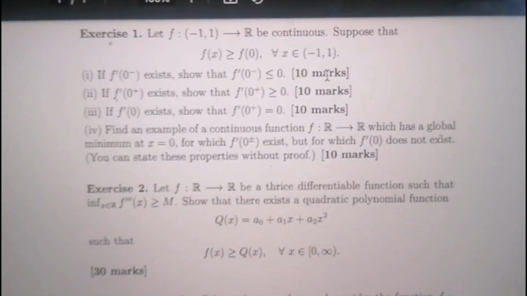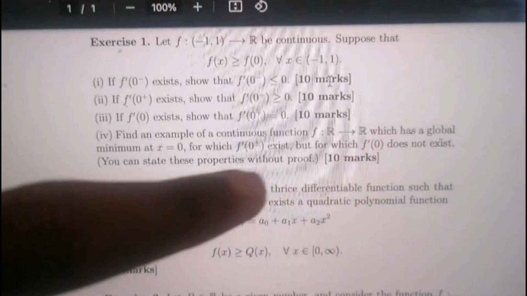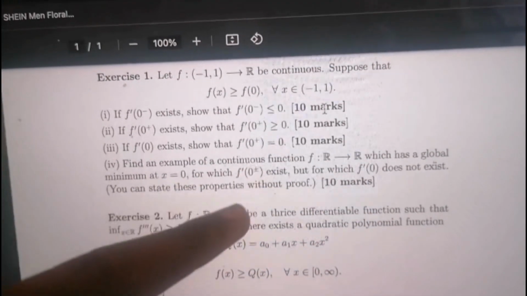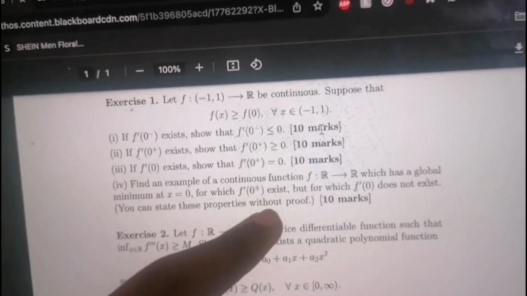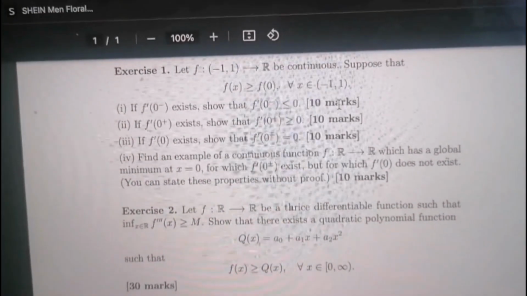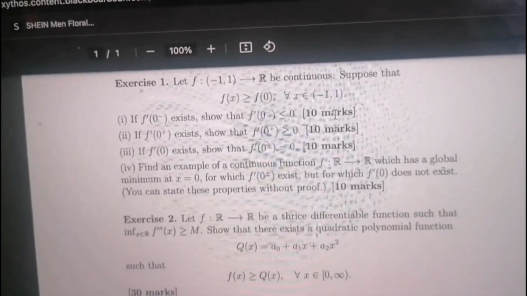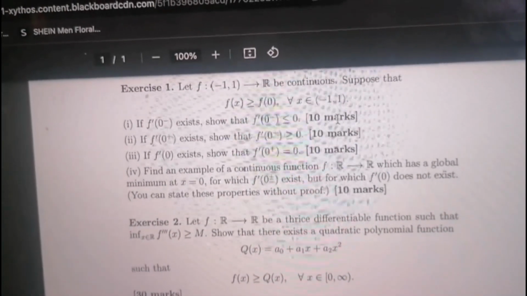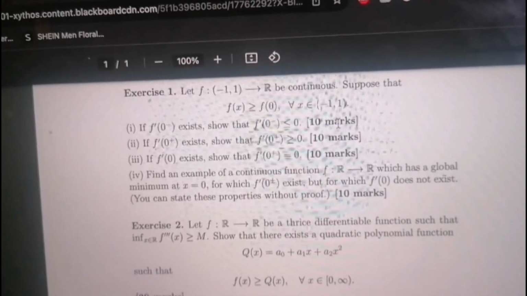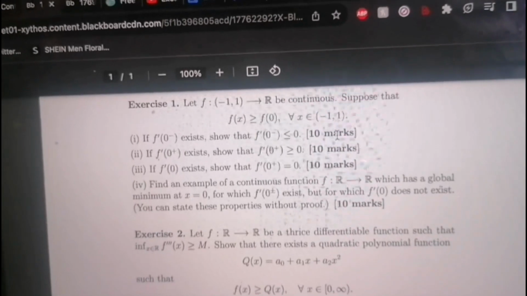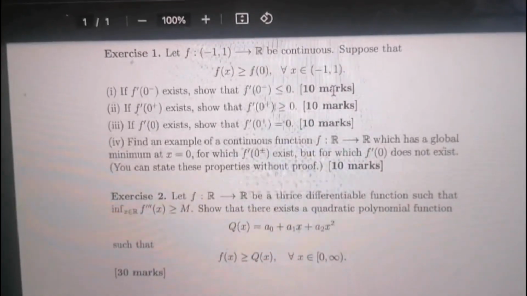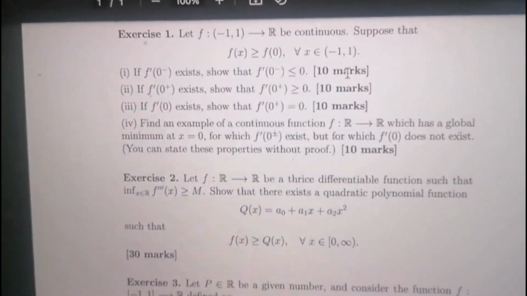Oh, the positive and negative limit of that derivative does exist, but at that point it doesn't actually exist. You can say this property is without proof. And I don't know how I'm gonna do that one. Yeah, we'll figure that one out.